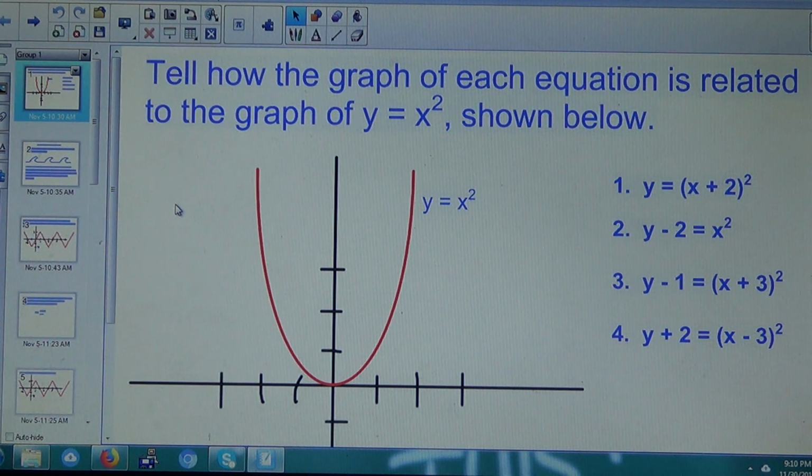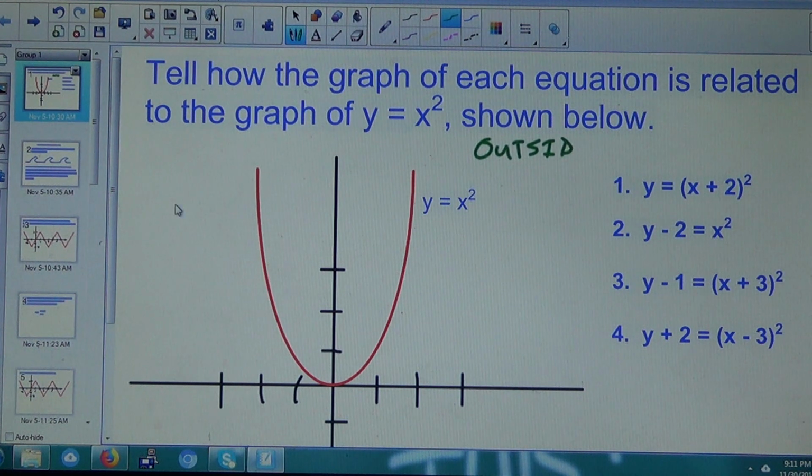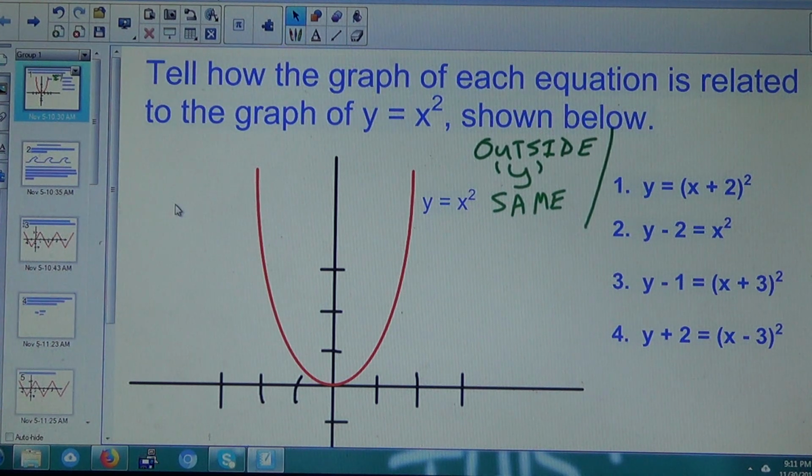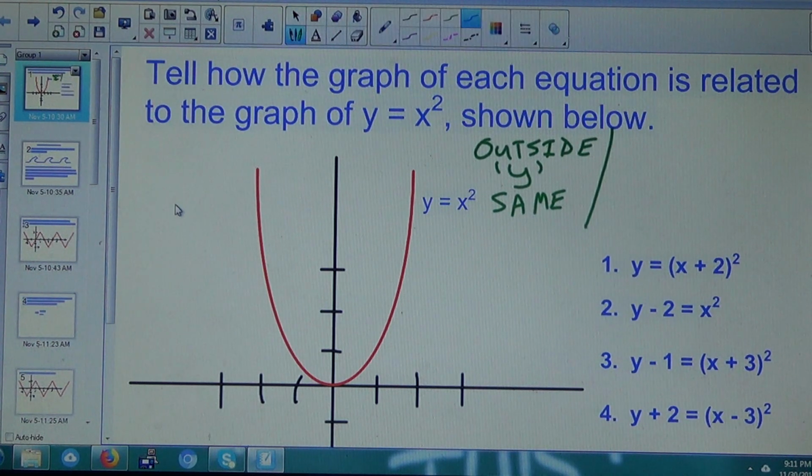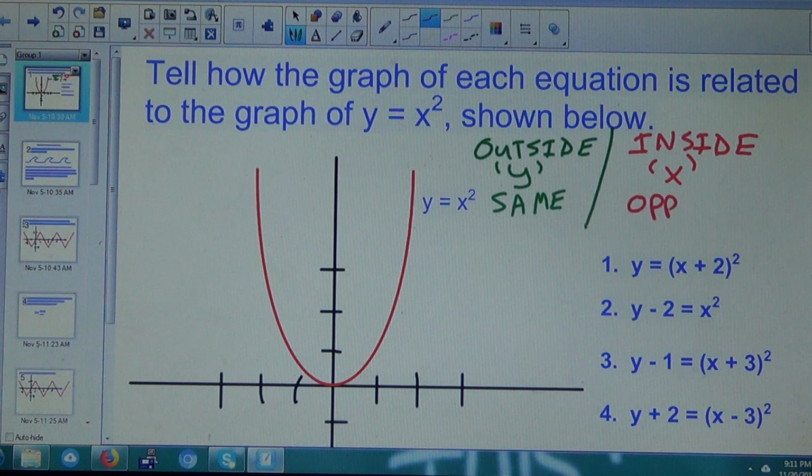Now if you remember from earlier in the week or last week, I gave you two sentences. Those sentences' main words were, if you look on my board here on the left, if it's on the outside, we change the y values and we do the same operation. And the other half of this would be if it's on the inside. So on the inside, we are going to change the x values and we're going to do the opposite operation.